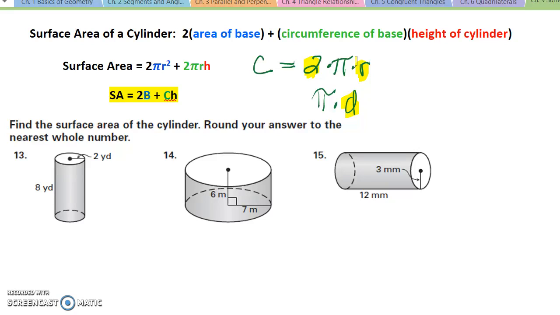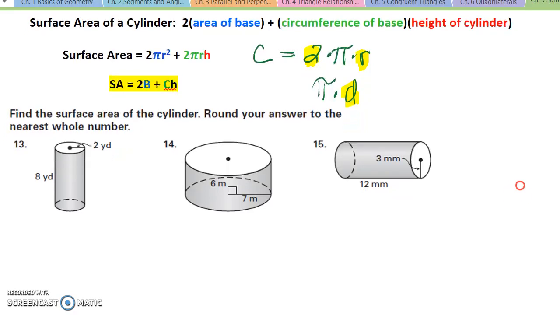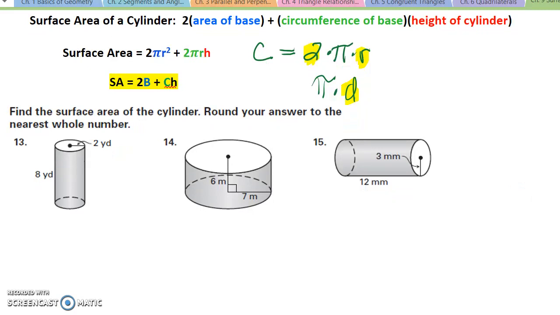In these three examples, you're given the radius, so we can use 2 pi r, or you can compute in your head what the diameter is. It doesn't really matter. But just be careful that you use the correct number when you're computing. So we'll try two of these. We'll try number 13 and number 15.